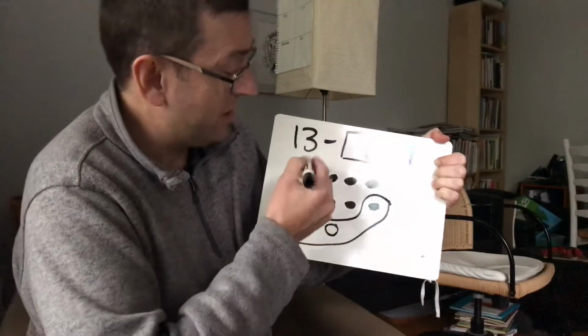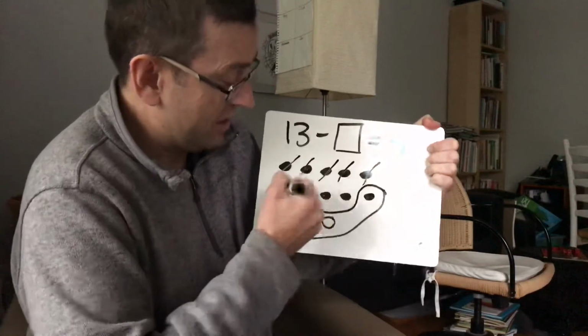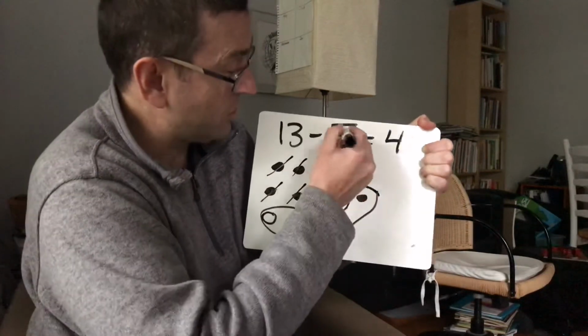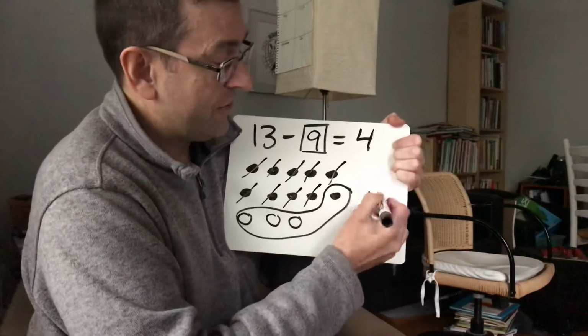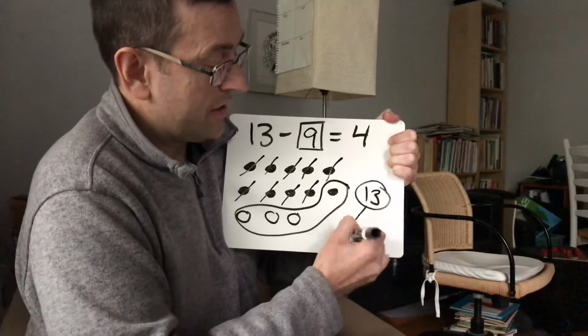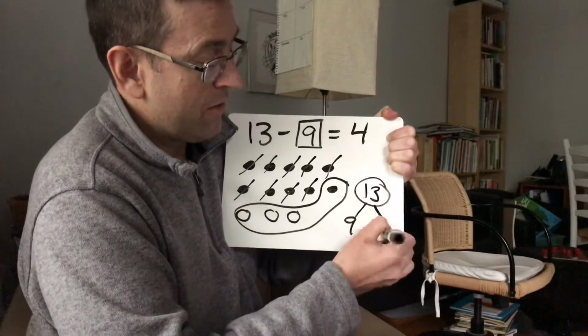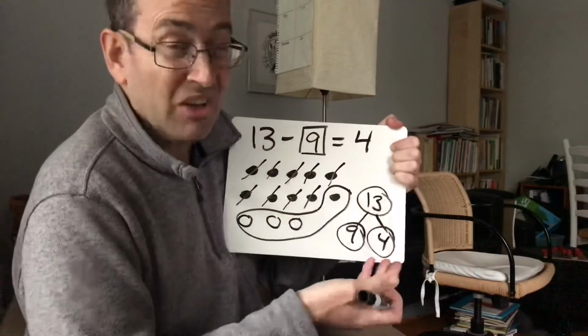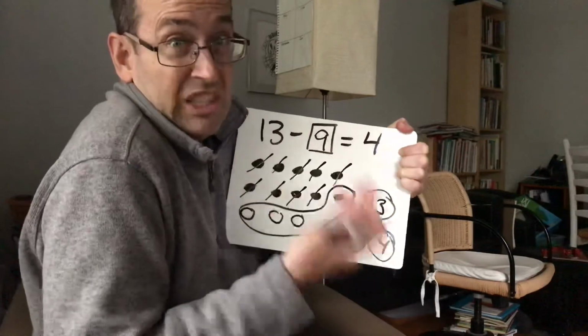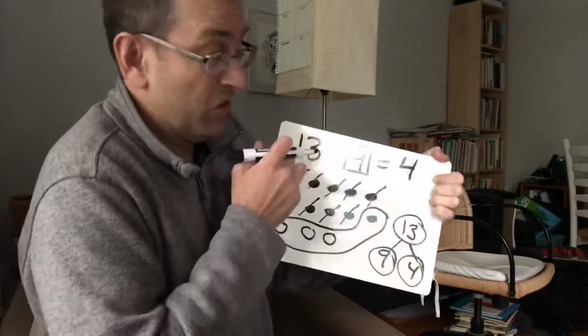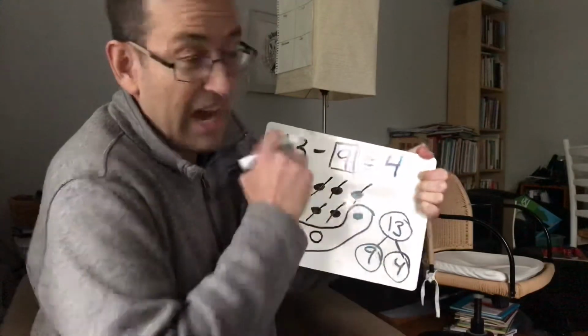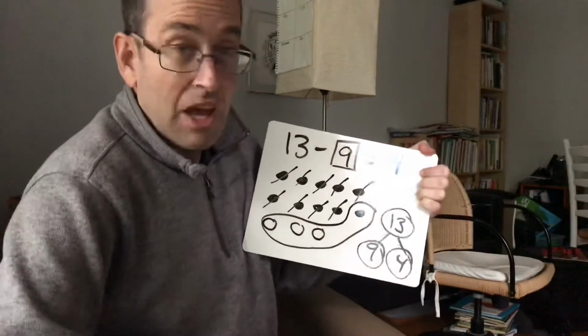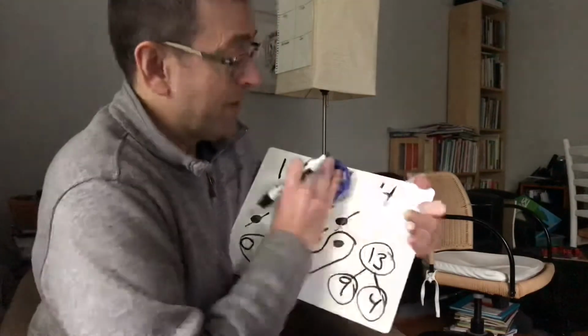Oh, so that must mean 1, 2, 3, 4, 5, 6, 7, 8, 9. 9 were taken away. So I have 13, which was the total. 9 was taken away. 4 were left. So there's my number bond to represent the parts that we were working with in this problem. We were working with 13 total grapes, 9 taken away, 4 left. But it was a missing part subtraction problem.